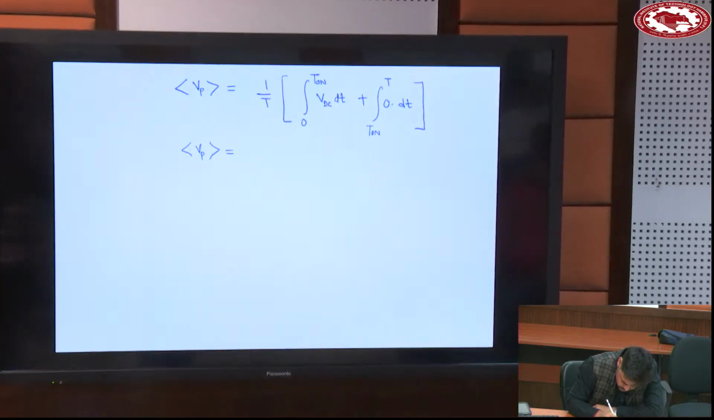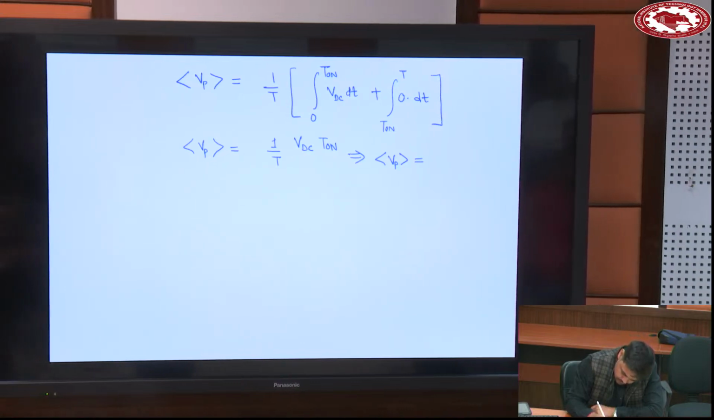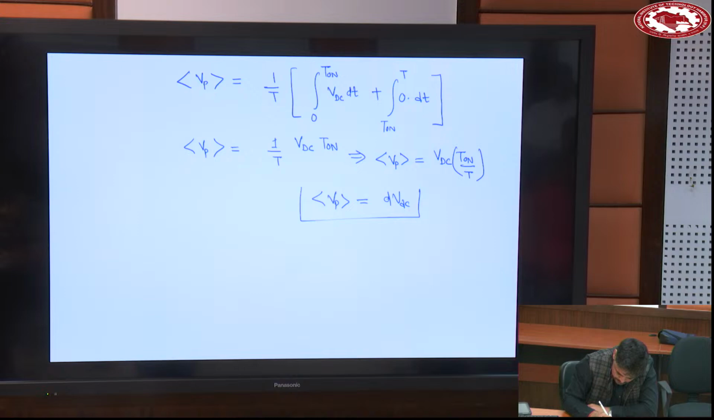Now I am writing each and every expression keeping in mind that second year students are there. If MTech students are there, then I can skip this. I am writing each and every step. So this is VDC, it's constant, and this is T on. We have already defined this quantity, T on upon T. So average value of pole voltage is D VDC.